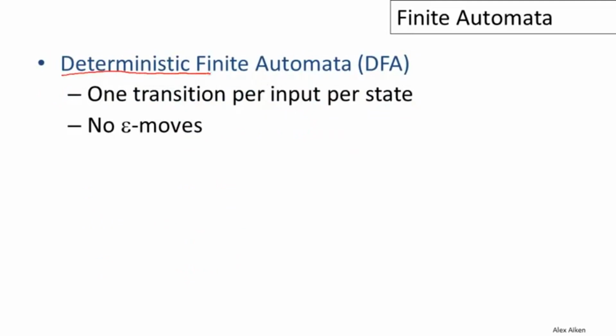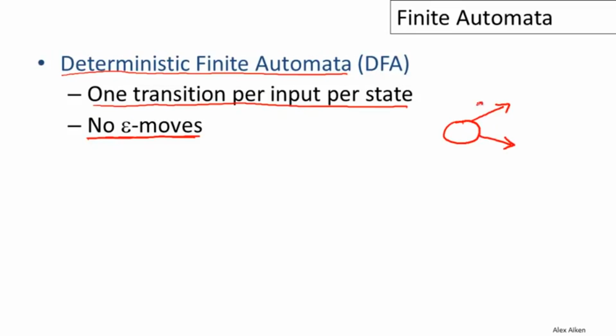So deterministic finite automata have two properties. First of all, they have no epsilon moves, so they must always consume input. And second, they only have one transition per input per state. What do I mean by that? That means that if I look at any state in a deterministic automaton, they can never have something like this, where they have two possible moves for the same input. All the outgoing edges in a deterministic automaton must have different input labels.